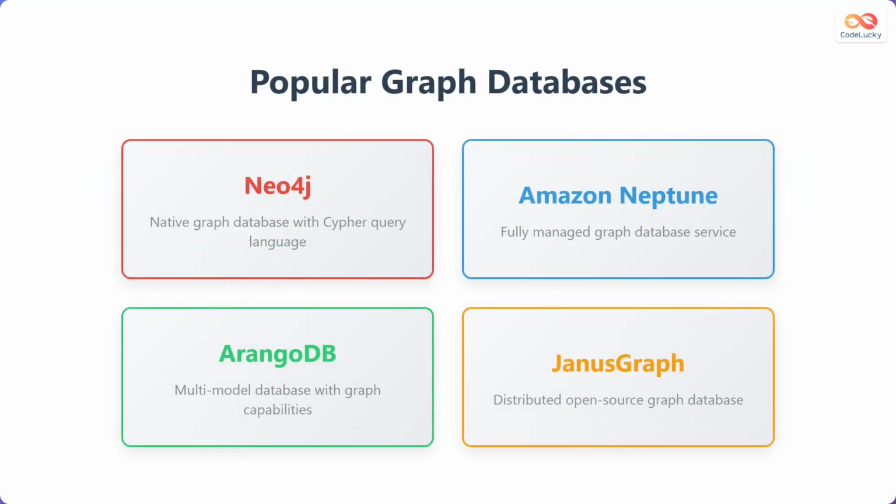Here are some popular graph databases you might want to explore. Neo4j, a native graph database, uses the Cypher query language. Amazon Neptune is a fully managed graph database service. ArangoDB is a multi-model database that also has graph capabilities. Finally, JanusGraph is a distributed open-source graph database.